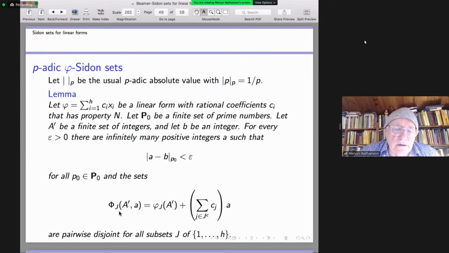And if I look at this phi sub j of a prime a, this is the truncation, or the restriction, or the contraction of the form phi by the set j, translated by this number. These sets are pairwise disjoint. Right. So I can find an a close to b, p-adically close to b, such that I have this family of pairwise disjoint sets.